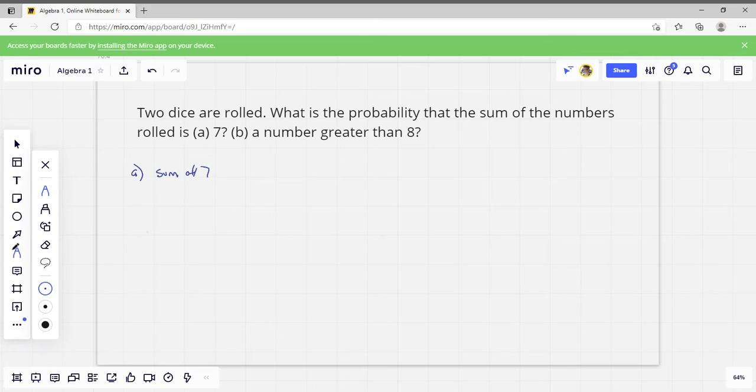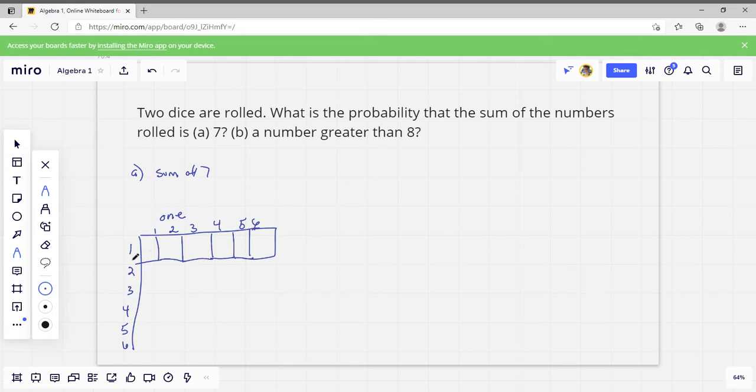Let's look at it. If we've got dice number 1, and we rolled it, it could be a 1, a 2, a 3, a 4, a 5, or a 6. And then we've got dice number 2. It could be a 1, a 2, a 3, a 4, a 5, or a 6. We could roll a 1 and a 1. We could roll a 1 and a 2, a 1 and a 3, a 1 and a 4, a 1 and a 5, or a 1 and a 6.